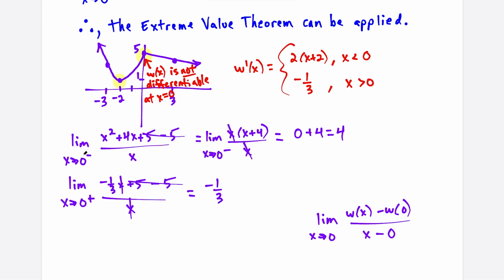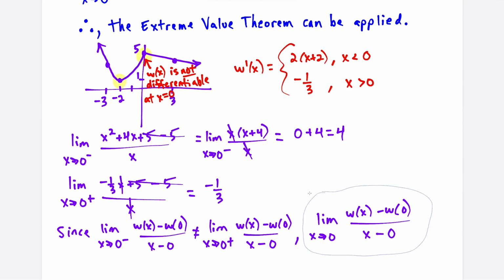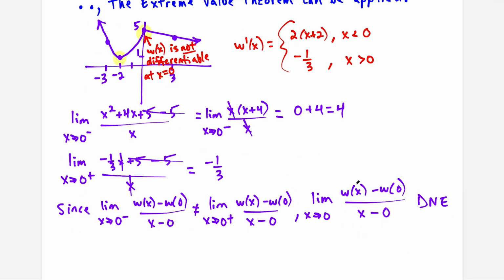So notice that our left side limit is equal to 4, and our right side limit is equal to negative 1/3. So since the left and right limits don't match, that tells us the limit as x approaches 0 of this expression here does not exist. And then what this tells us is that w of x is not differentiable at x equals 0, which means that x equals 0 is a critical point of w of x.